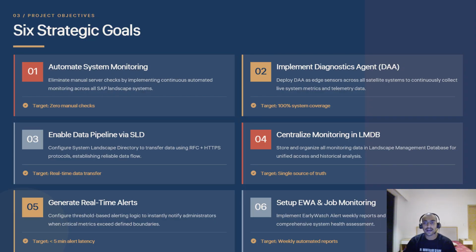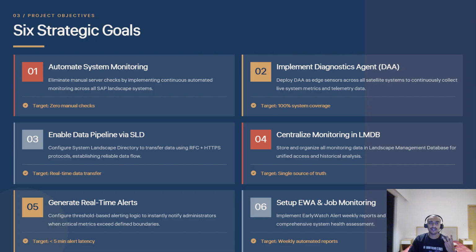To overcome the manual monitoring crisis, I came up with six strategic goals. The first will be automatic system monitoring. We will set up automatic system monitoring, so there will be zero effort in manual monitoring. Second will be the implementation of the diagnostic agent, DA agent, on the host.